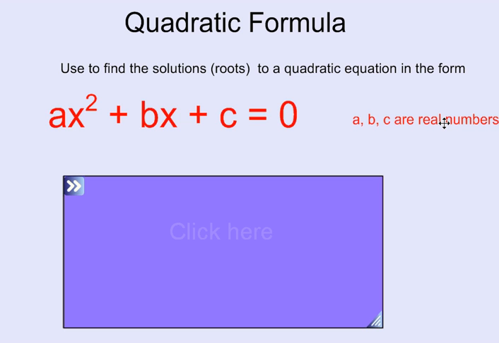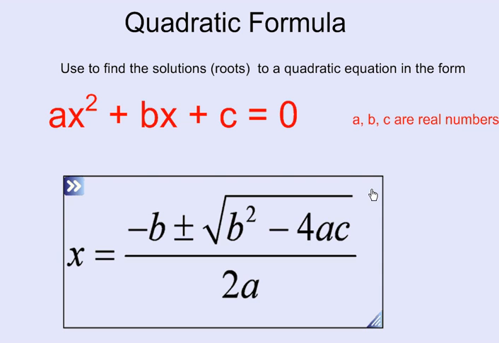To use the formula, the quadratic equation has to be in this form. If it's not equal to 0, you may have to rearrange your terms. So the quadratic formula is x equals the opposite of b plus or minus the square root of b squared minus 4ac, all divided by 2a. Again, this formula gives you the solution to the quadratic equation.